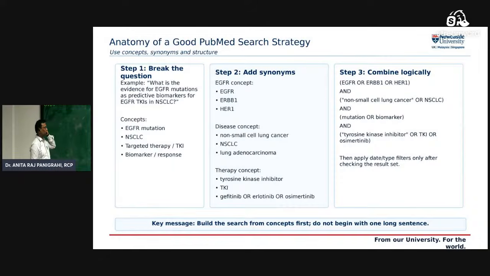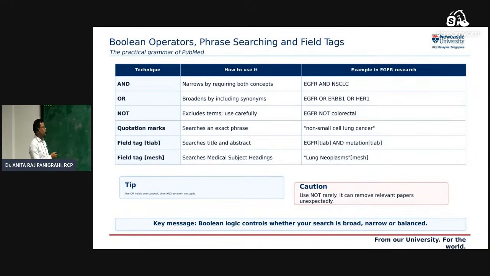Next, madam. These are the Boolean terms that we use: AND, OR, NOT, quotation marks, field tags, and another field tag, MeSH. AND narrows, and OR broadens. NOT excludes. Usually don't use NOT.